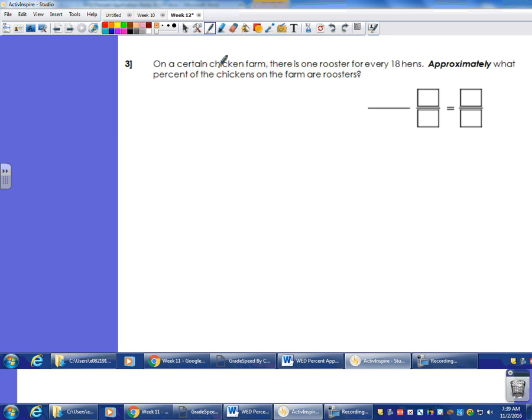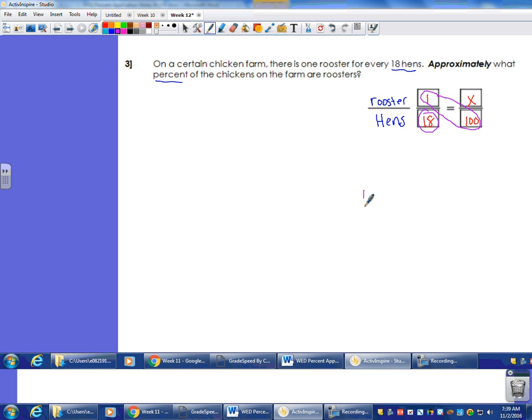Next one, on a certain chicken farm, there's a rooster with every 18 hens. Approximately what percent of the chickens on the farm are roosters? So when I look at this, I'm looking for the percent. We know that on top we'll put roosters, and this will be hens. So there's 1 rooster for every 18 hens. We're looking for the percent, so I'm going to put X, and then I'm going to put 100 right underneath it. So looking at this, I'm going to multiply 1 times 100, which gives me 100, and then I'm going to divide it by 18.